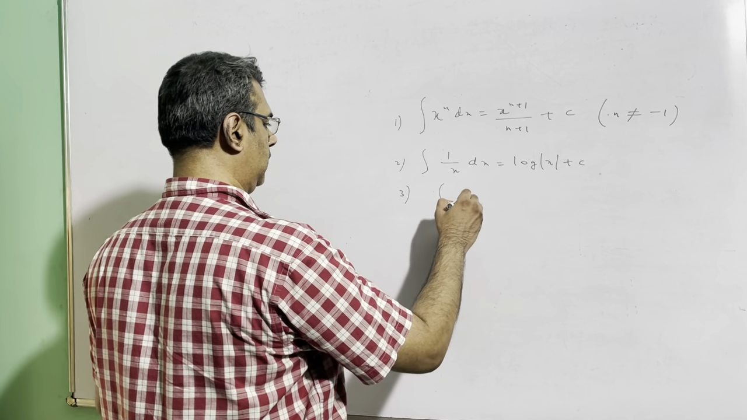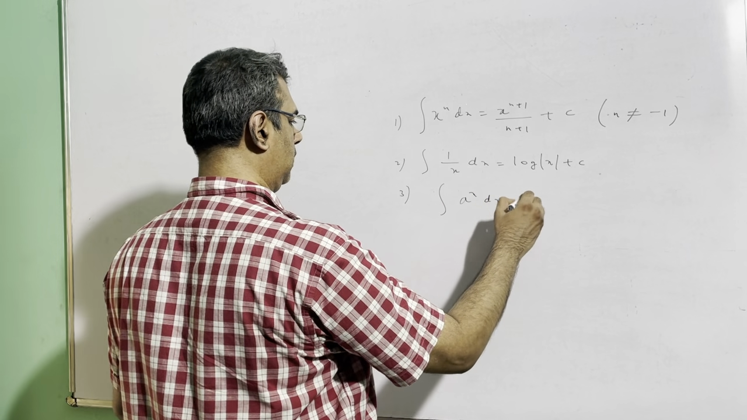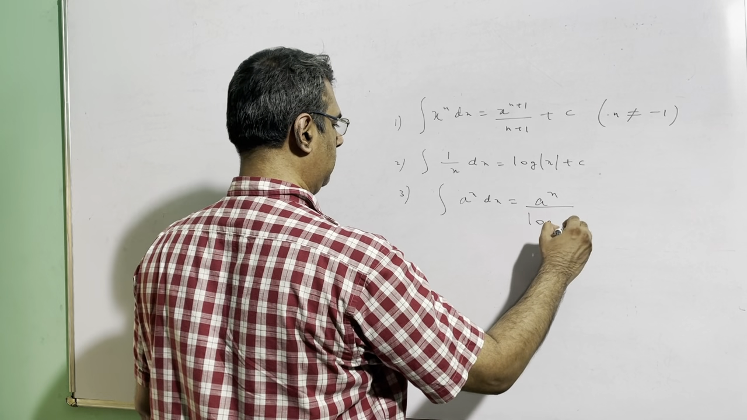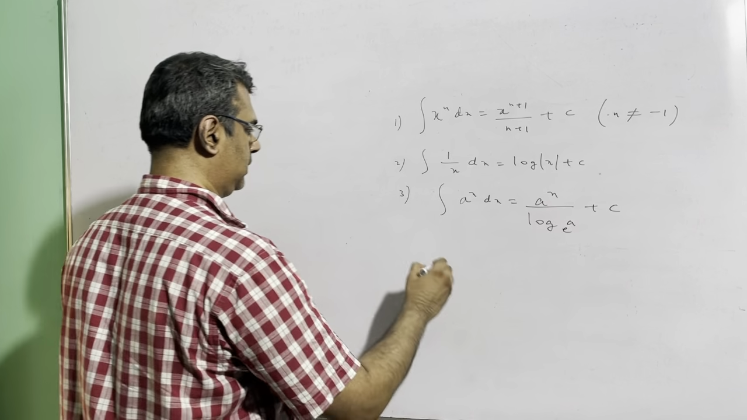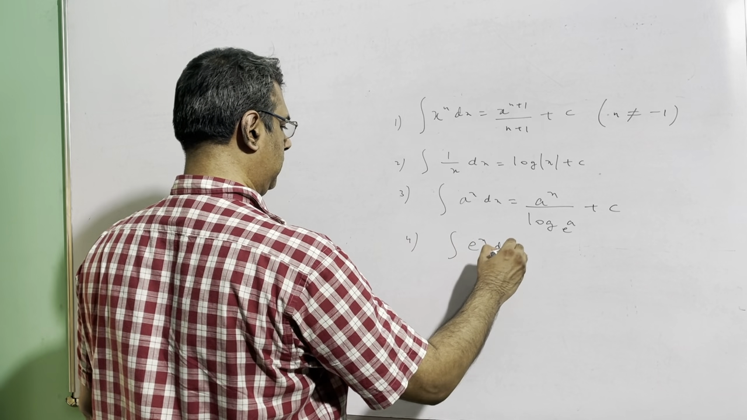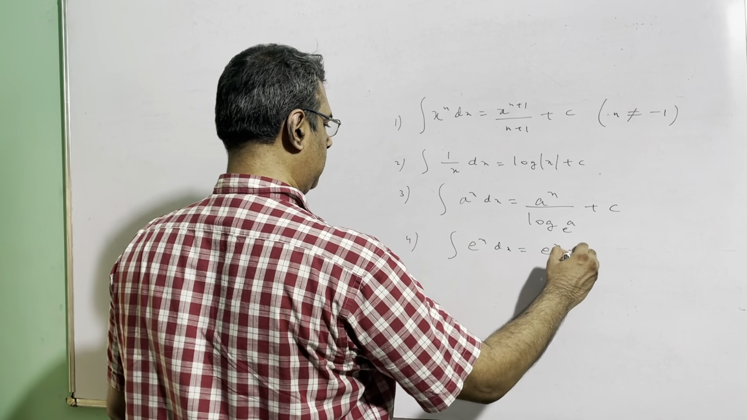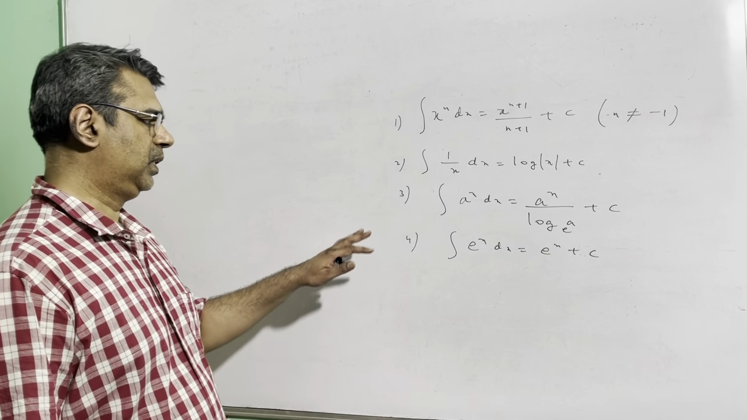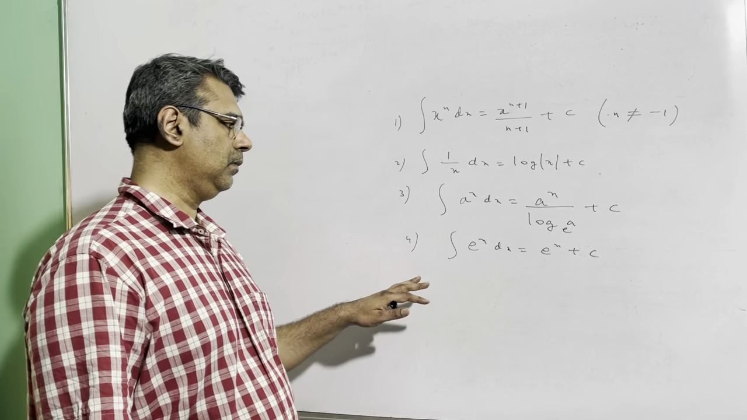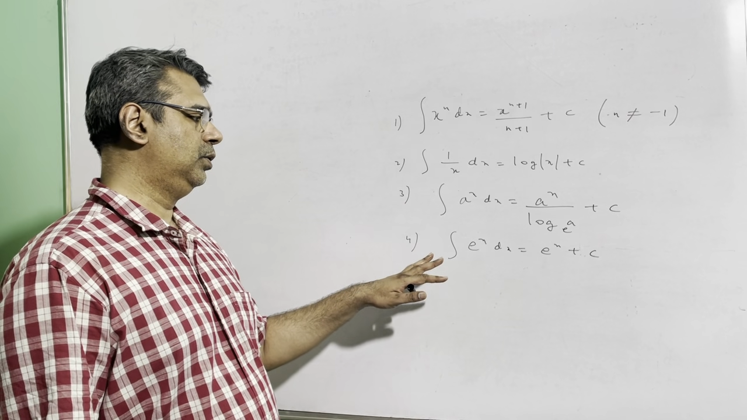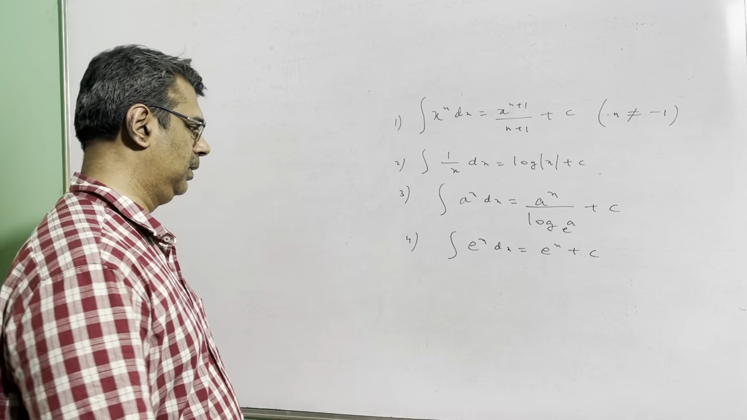Then the third formula, integration a to the power x is a to the power x by log a to the base e plus c. Then number 4, integration e to the power x is e to the power x plus c. So these are the 4 basic formulas of integration, and then you have some trigonometric formulas.